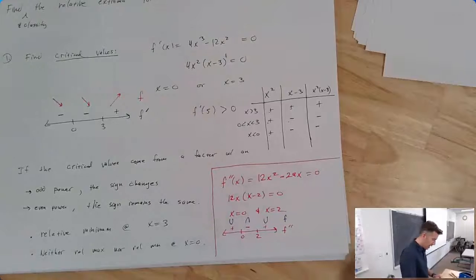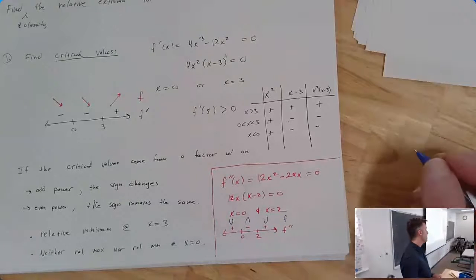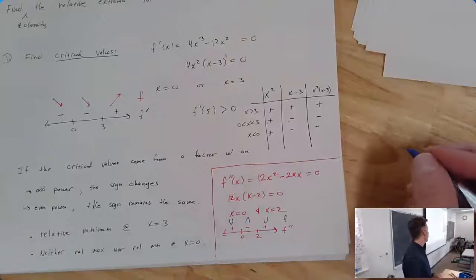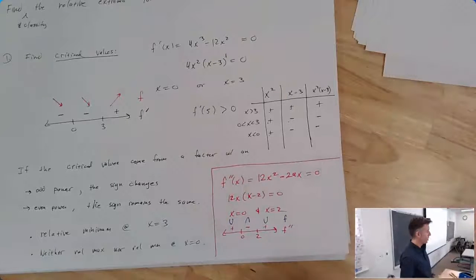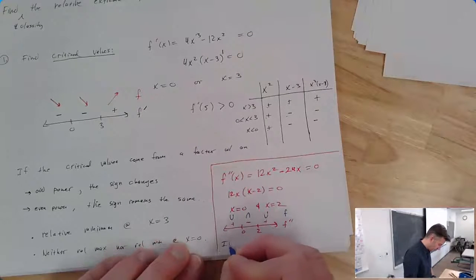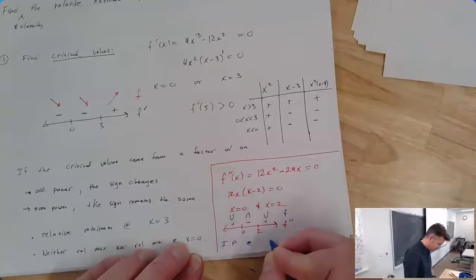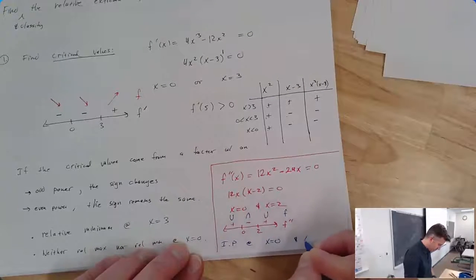And so it looks like I have two potential inflection points. Not potential, that's a lie. Two actual inflection points. Because you get an inflection point wherever the concavity changes from up to down or down to up. So this function would definitely have inflection points at x equal to 0 and x equal to 2.